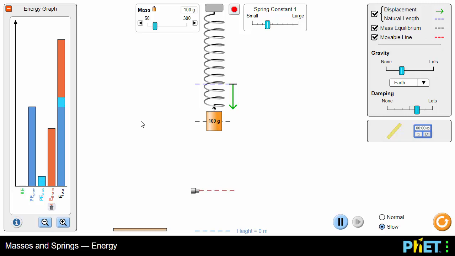Now, as you can see, this is an incredibly powerful simulation. And it has all the functions you would want to do an investigation into the mass on the spring system in a gravitational field with or without damping. All in all, I think it's incredibly useful for showing the energy stores and transfers in a mass on the spring system.